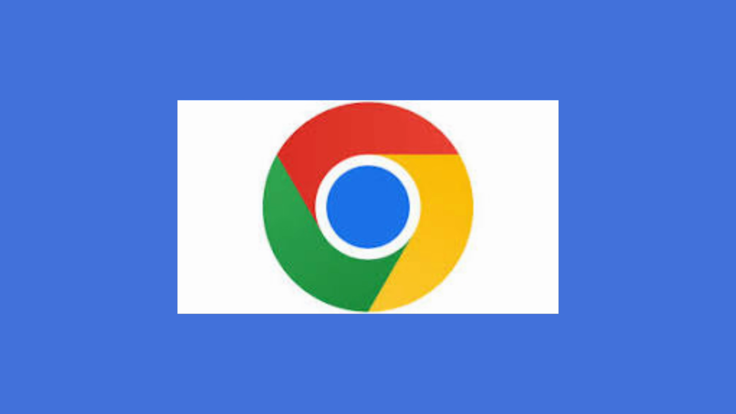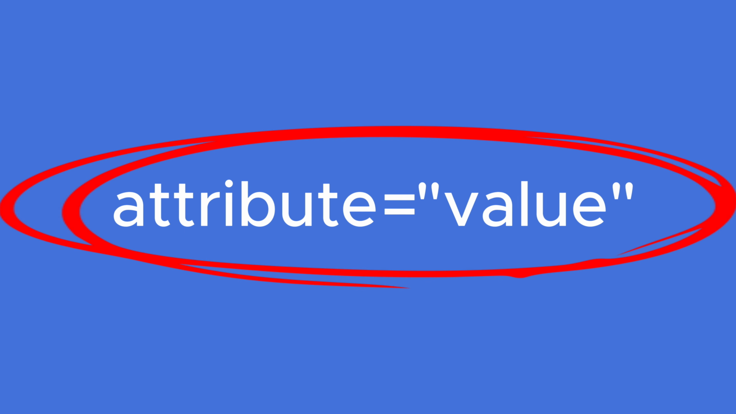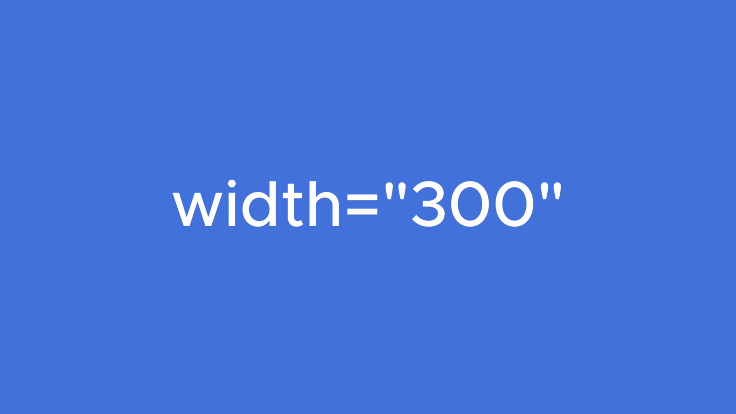One thing you'll notice is that attributes always follow the same pattern. First comes the attribute name, then an equal sign, and then the value inside the quotation marks, like this. For example, this or this. Or later, you might see something like this. Even though the attribute names are different, they all follow exactly the same format.